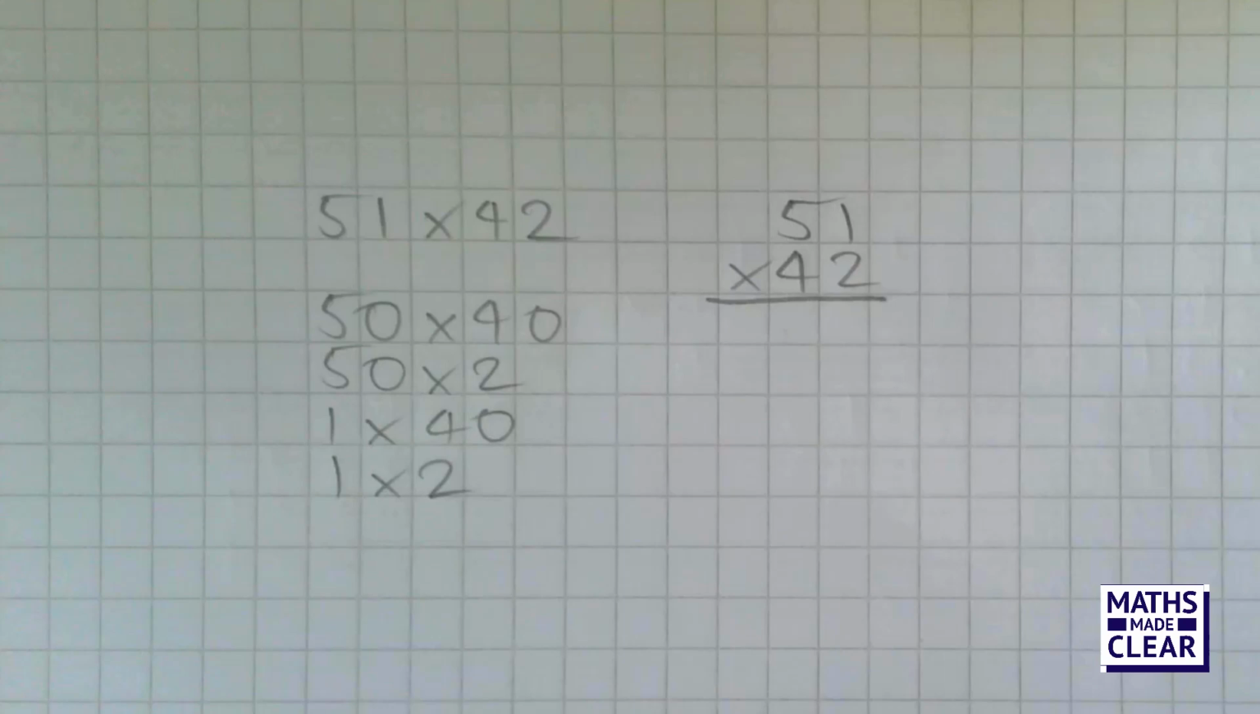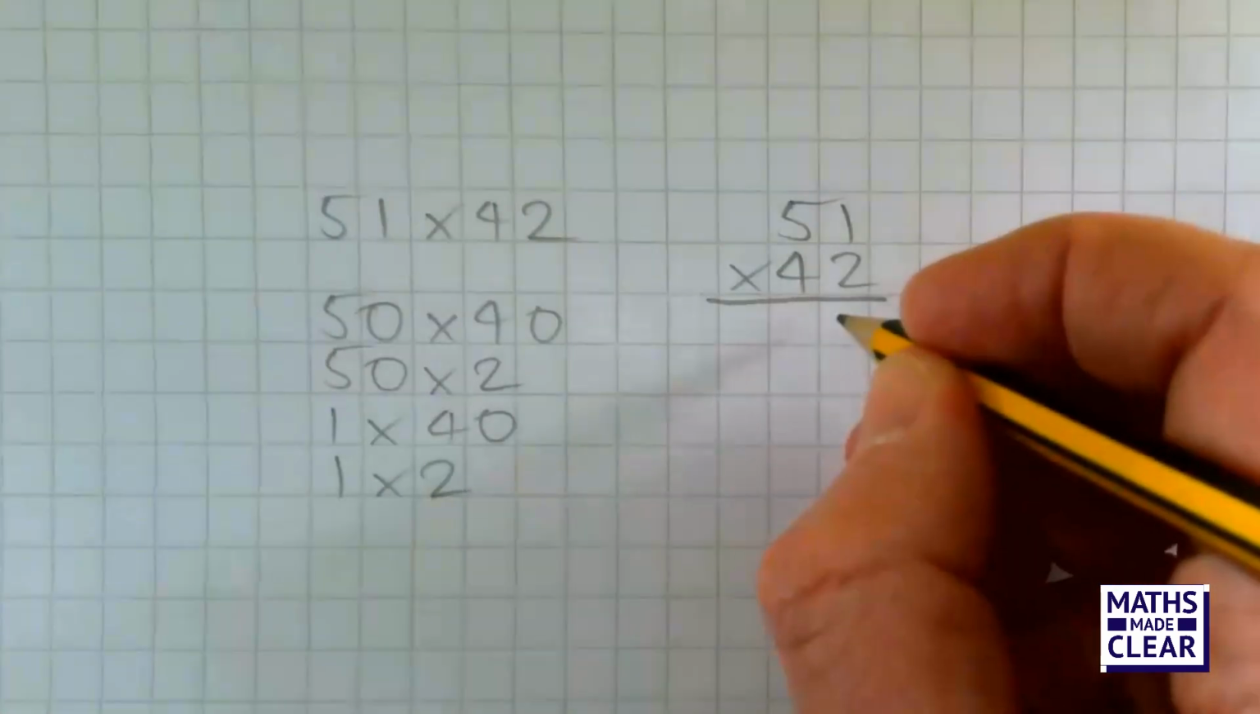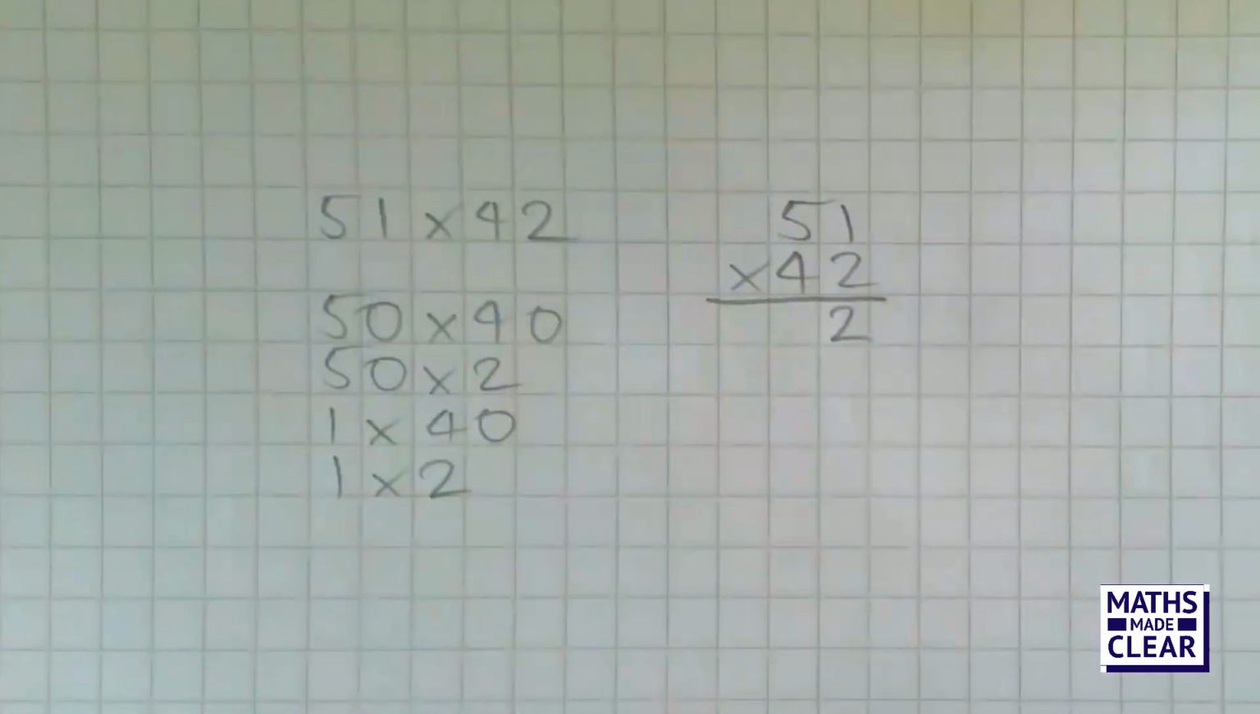So to do this, we're going to look at 42, the bottom number in our multiplication. And we're going to separate out the 42, so we'll multiply 51 by 2, and then we'll multiply 51 by 40. But let's start with 2. Let's do 51 times 2 and look at each part. So we're going to do 2 times 1, which is 2. And then we're going to do 2 times 50. But we don't need to worry about it being 50.